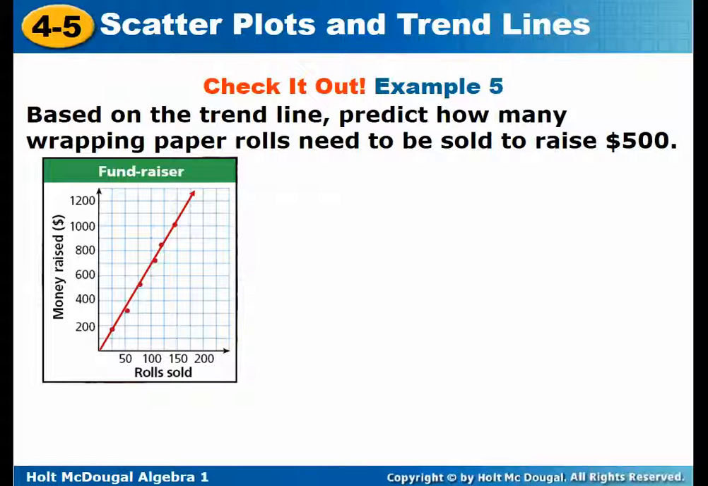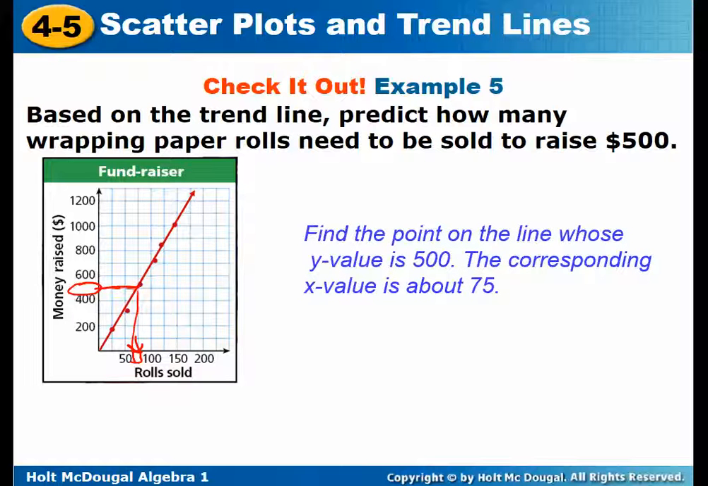Here's another example. They've already graphed the data and drawn their trend line. And the question is, how many wrapping paper rolls need to be sold, that's what they're selling, to raise $500? So this time, find 500 along here. It's about right here. Then go over till you hit the line. Then go down. This number right here would be how many rolls you would need to sell in order to raise $500. And halfway between 50 and 100 is 75.